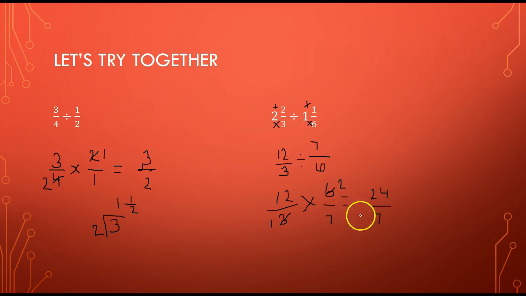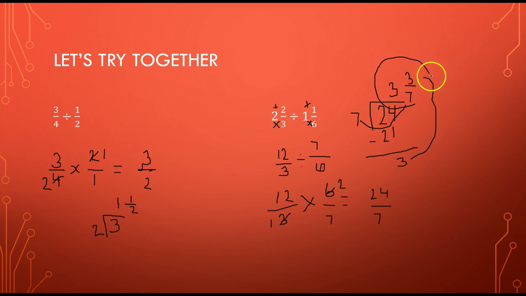Now I need to turn this back into a mixed number. 24 divided by 7. 7 goes into 24 3 times. 3 times 7 is 21. 3 left over. My 3 becomes my numerator, and 7 stays my denominator. So my final answer is 3 3/7.